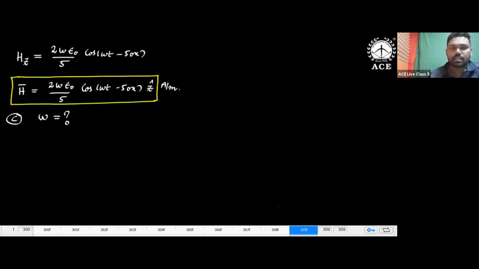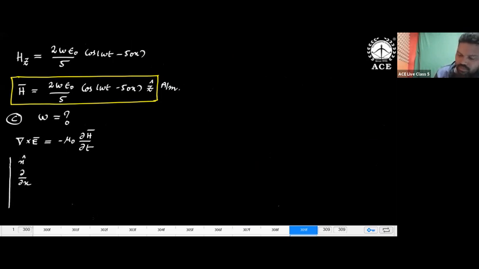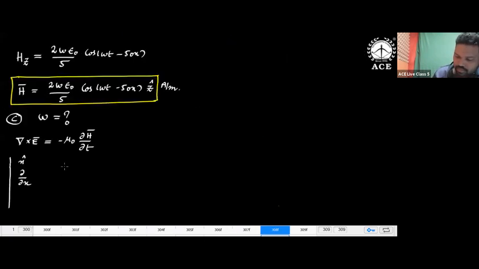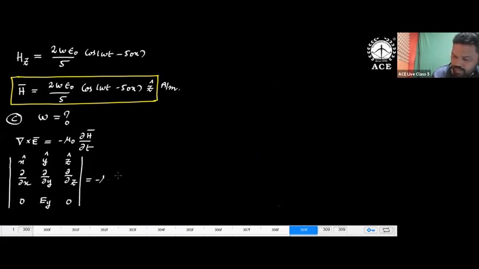So consider second Maxwell equation. What it is? Del cross E is equal to minus mu naught into dou H by dou T. Expand this one beta. X cap dou by dou X. Which component of electric field is given? Y component beta. So here it is 0. Here it is Y cap dou by dou Y. Here it is EY. Here it is Z cap dou by dou Z 0. Which is equal to minus mu naught into dou by dou T. Which component of magnetic field is given? HZ component.